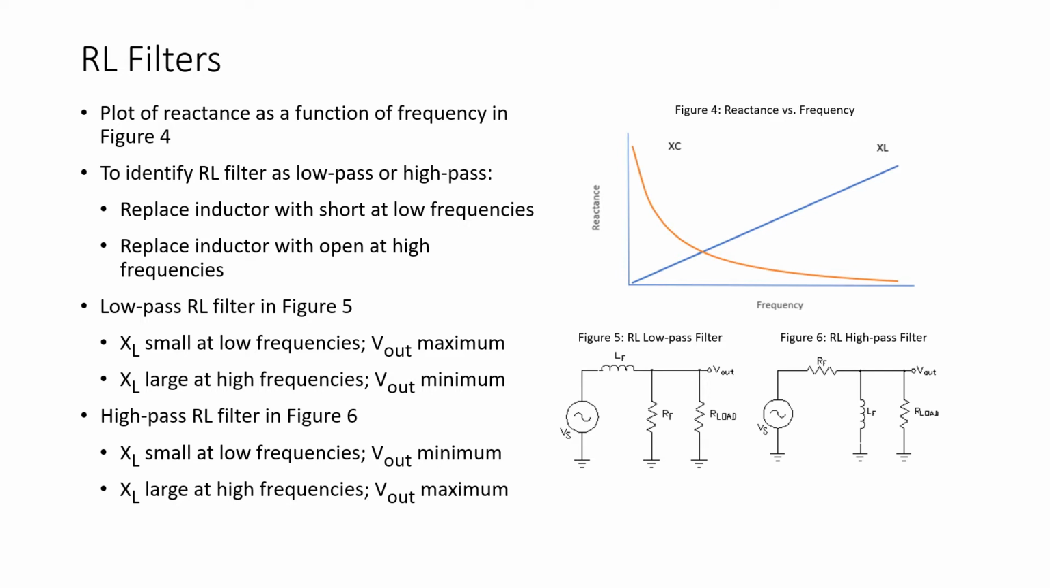So we look at the inductive reactance as a function of frequency, and again at low frequencies, X sub L is approaching zero. So at low frequencies, I can replace the inductor with a short. At high frequencies, X sub L is very large. So at high frequencies, I can replace the inductor with an open.